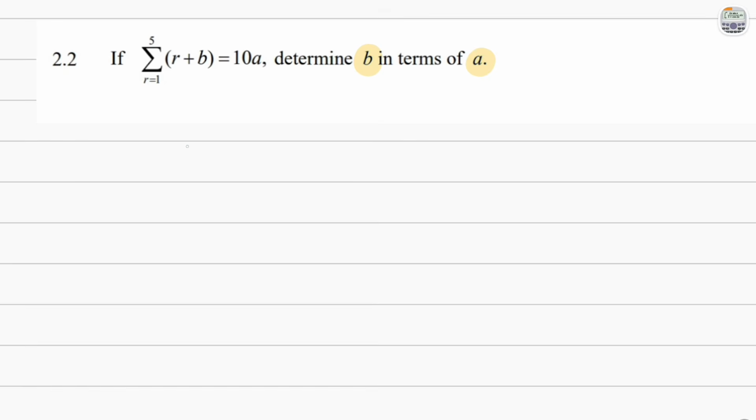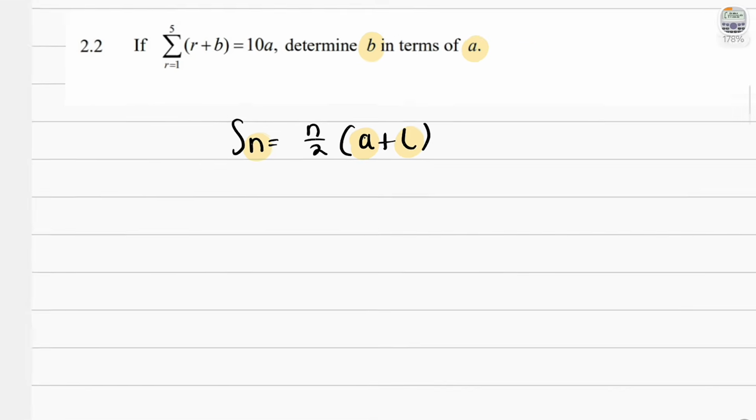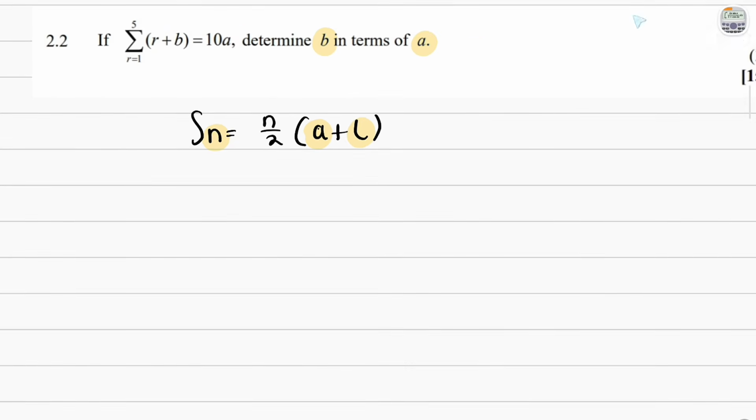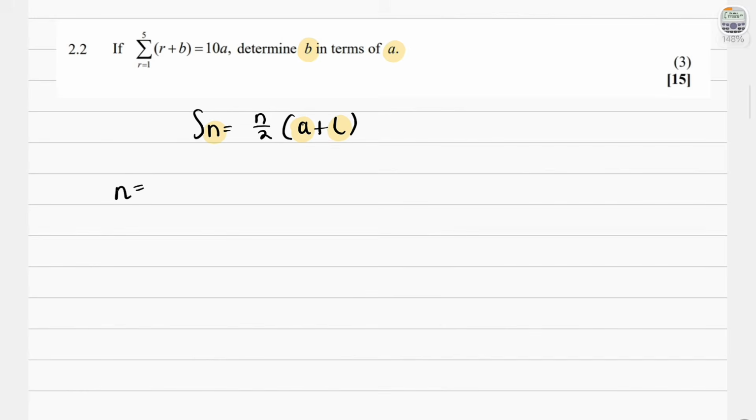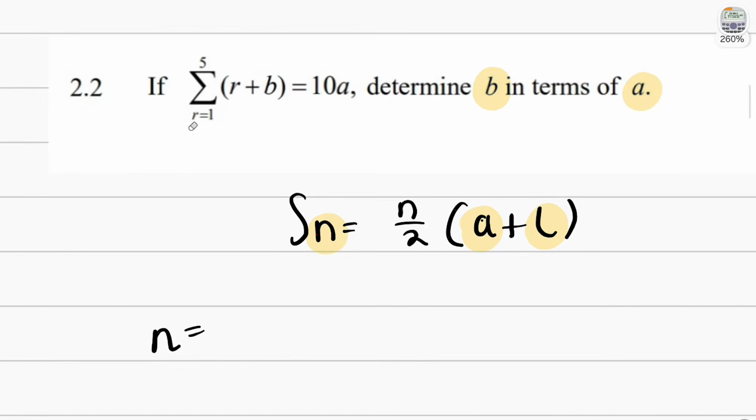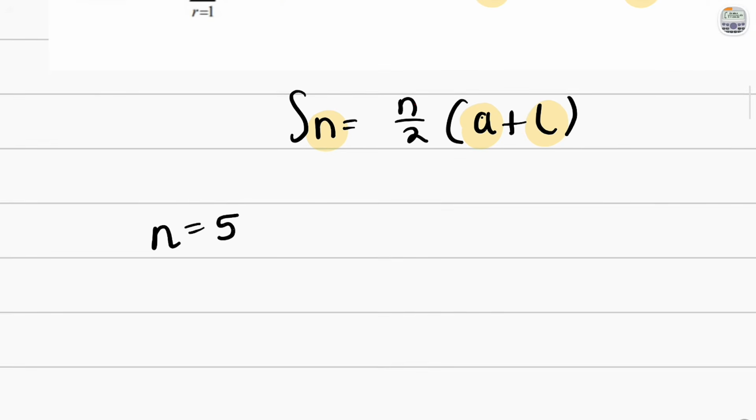To find the sum of this series, because it's arithmetic, I'll just use this formula: n over 2 times a plus l. From this, you see that all we need is the value of n, how many terms there are, the value of a, and the value of l. So I'm just going to focus on finding those. The value of n is the number of terms. You're starting at r equals 1 and ending at 5, so there are a total of 5 terms. You can also just say 5 minus 1 plus 1, which is 5. So we have 5 terms.